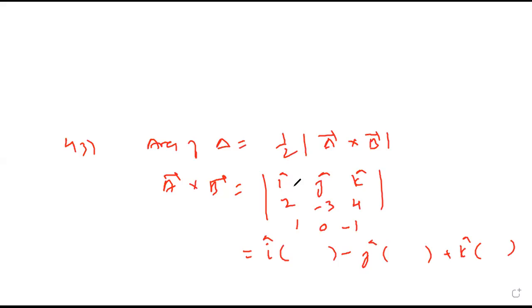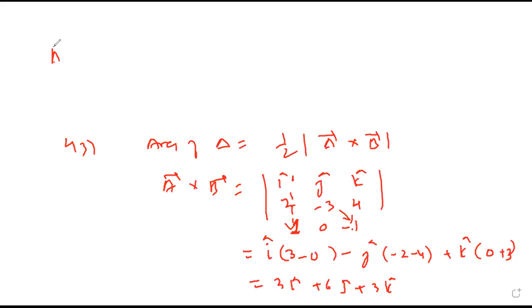For i cap, forget about i and go to the other two terms. Minus 3 into minus 1 is 3, and 4 into 0 is 0. For j cap, forget the j column. 2 into minus 1 is minus 2, 4 into 1 is 4, so minus 6. And for k, 2 into 0 is 0, minus minus plus 3. So 3 i cap minus 6 j cap plus 3 k cap.